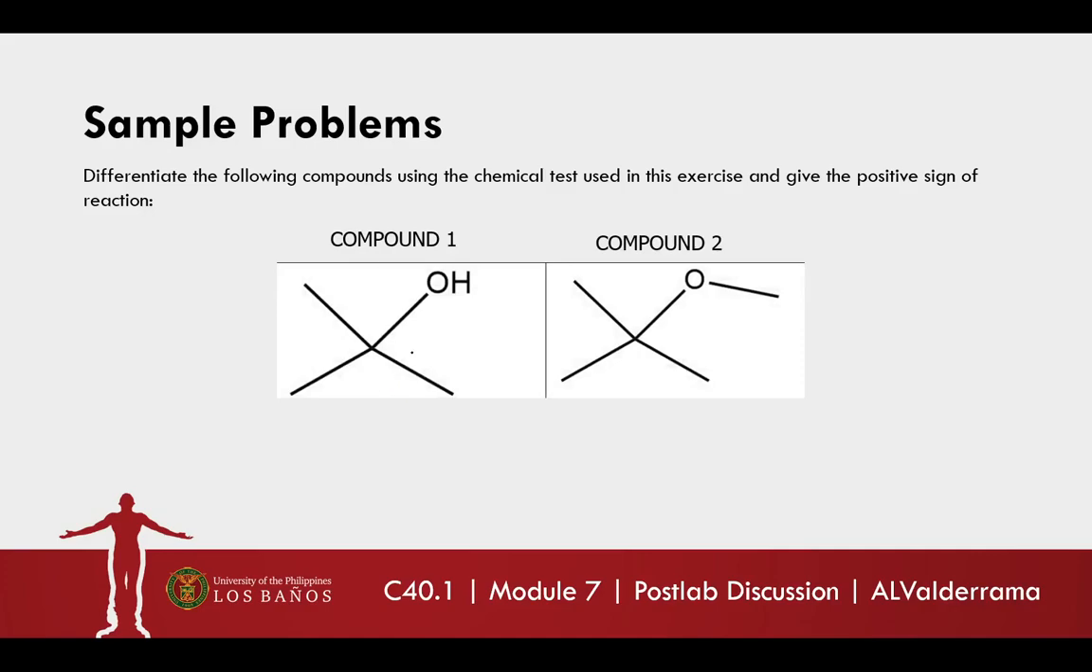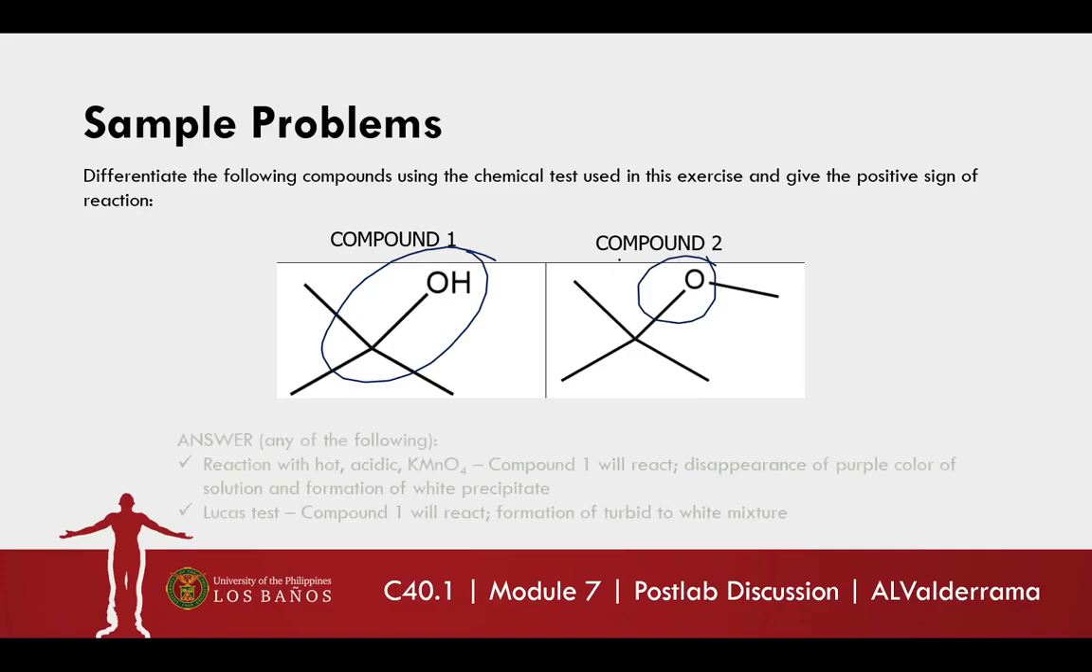Next, we have here tertiary alcohol and an ether. So, pwede ditong hot acidic KMnO4. So, compound 1 will react. Tas dito, Lucas test will react with compound 1 since this is a tertiary alcohol. Okay? Yung ether kasi no reaction yan. Kasi nga, di ba, inert yan.